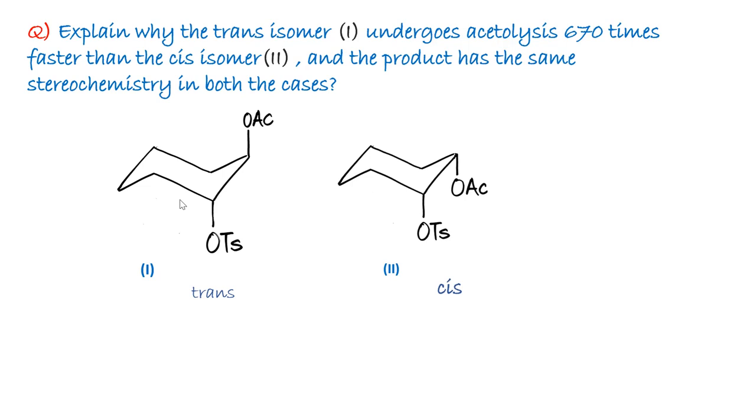In both cases, if we do acetolysis of the trans as well as the cis isomer, we will get a product with the same stereochemistry. But the trans isomer undergoes acetolysis 670 times faster than the cis isomer. Here OTs means the tosyl group, which is a para-toluenesulfonyl group. See how the reaction actually takes place, why the trans isomer undergoes acetolysis 670 times faster, and why the stereochemistry of both products is the same.